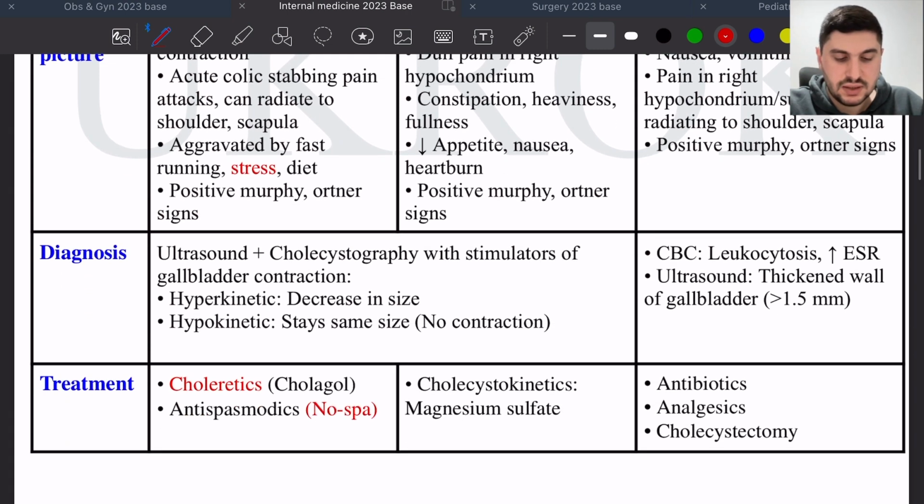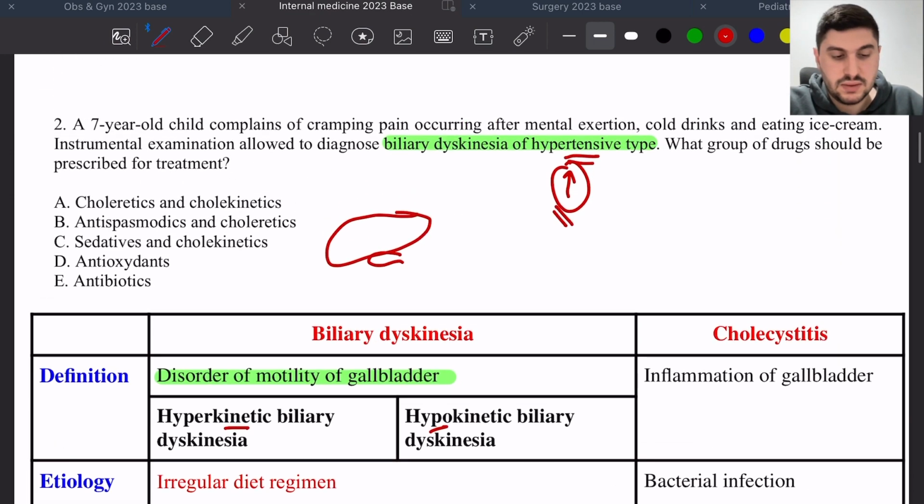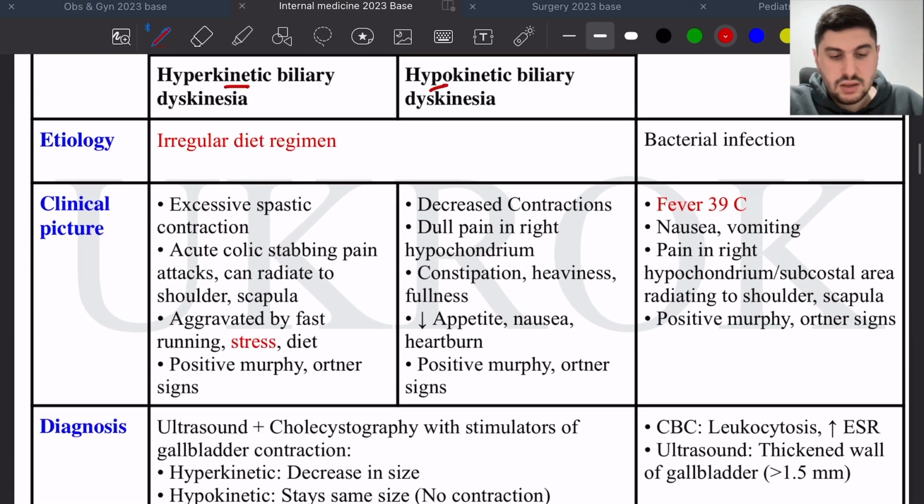relaxes the gallbladder, and this should be choleretics and antispasmodics, especially antispasmodics. Antispasmodic will relieve the spasm of this gallbladder. It's spasming a lot and hyperkinetic, so it relaxes the gallbladder, and this is what we need, right?